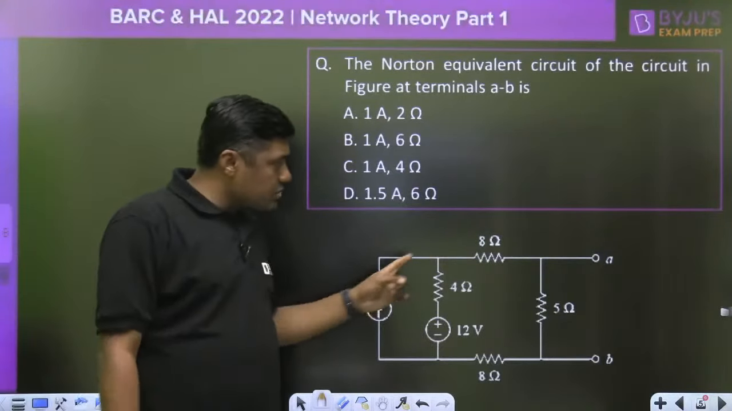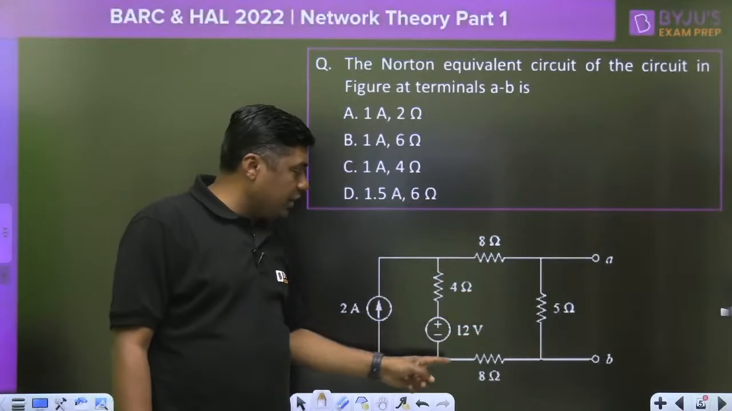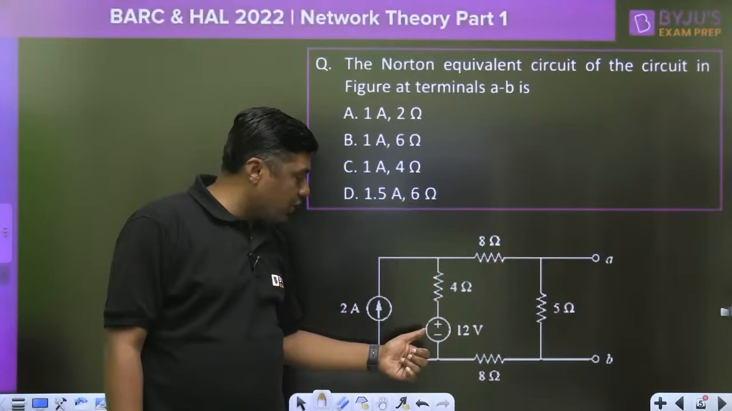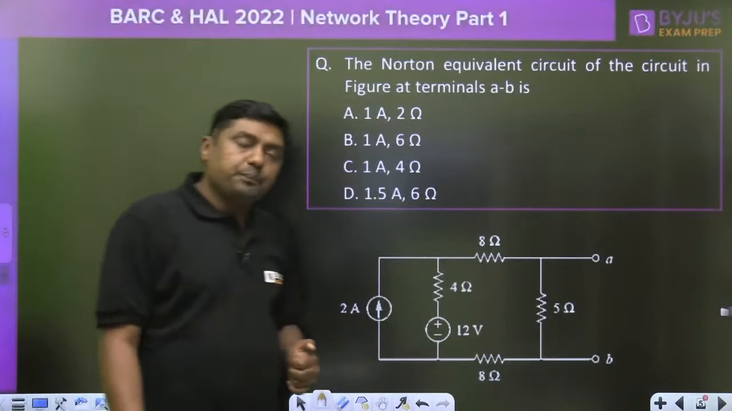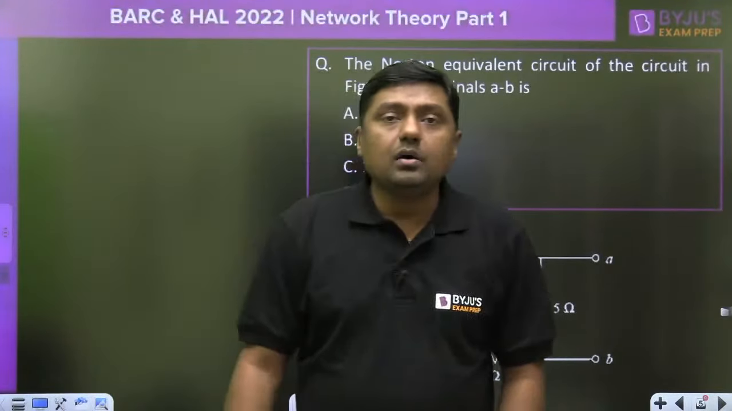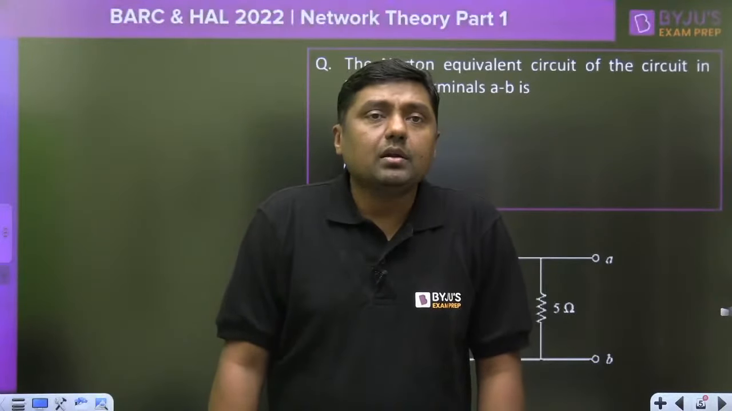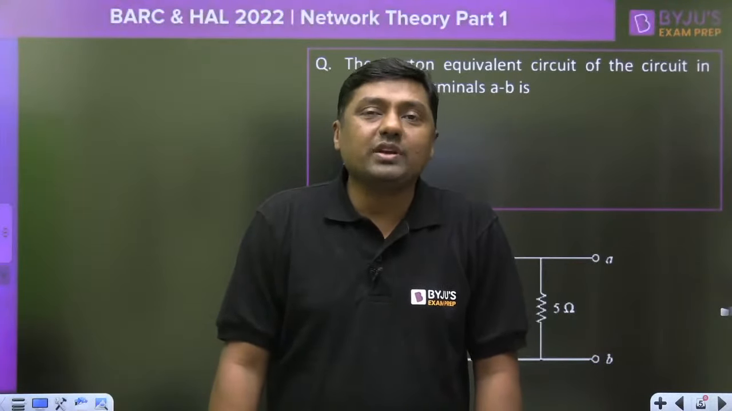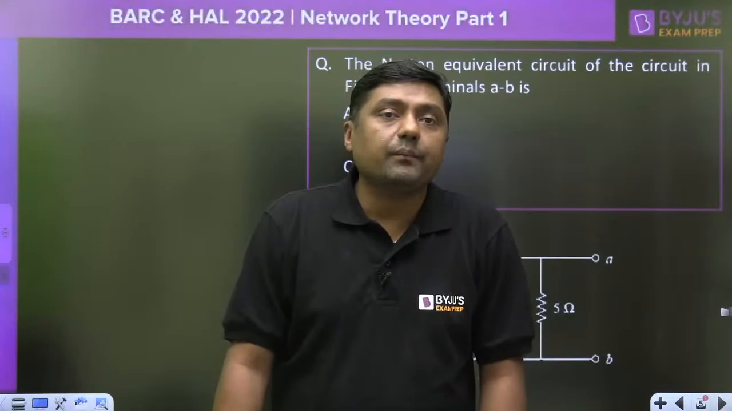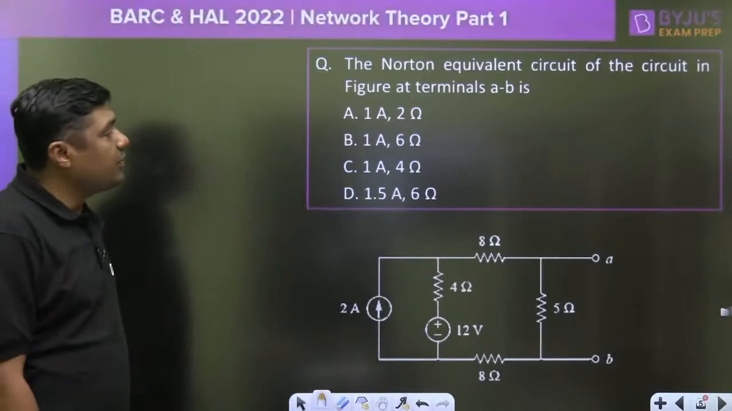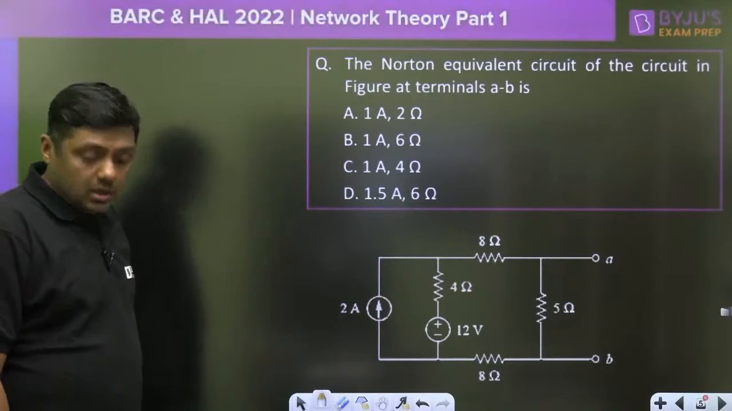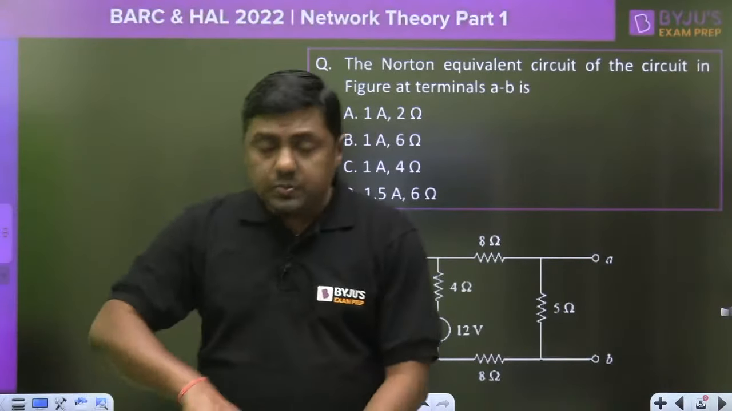Watch this question. This is the 8 ohm, 5 ohm, 8 ohm. This is the 4 ohm resistor. This is the 12 volt battery and this is the 2 ampere current source. Use your copy, pen, calculator. BARC allows a calculator, but in HAL it is not allowed. Number of students are giving the answer C, that is 1 ampere and 4 ohm.